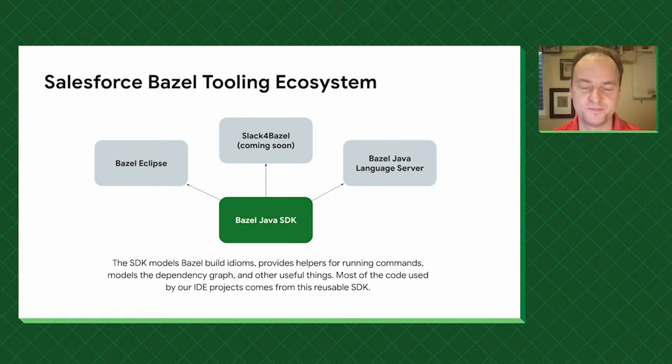The SDK is a Java library that models the Bazel build and makes it easy to invoke Bazel commands, for example. By centralizing it in that SDK, we share almost all of the code across these projects and other projects too. We have a Slack integration with Bazel internally, and that also uses the SDK. So it's a really powerful centralized library for working with Bazel.